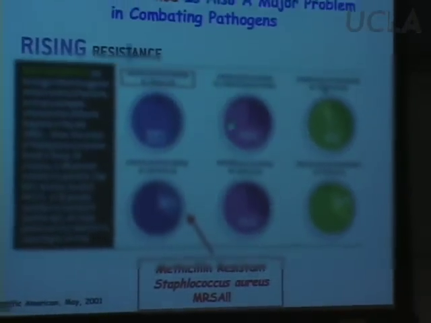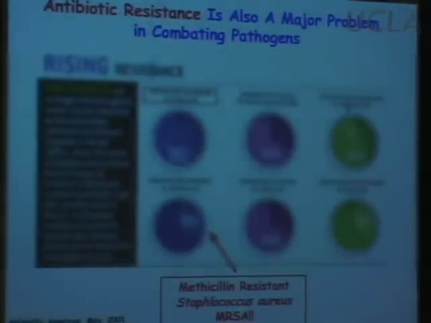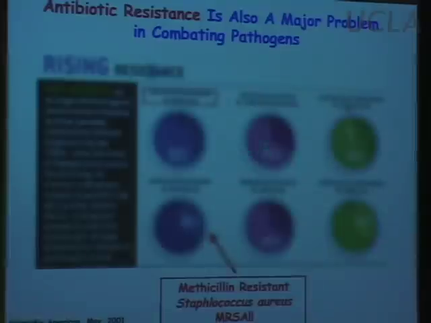So notice that we have penicillin, Staphylococcus aureus, almost 100% resistant to penicillin. We have it only about 32%, but going up, resistant to methicillin, which is a type of penicillin. Ampicillin, penicillin, methicillin. It's a type of penicillin.